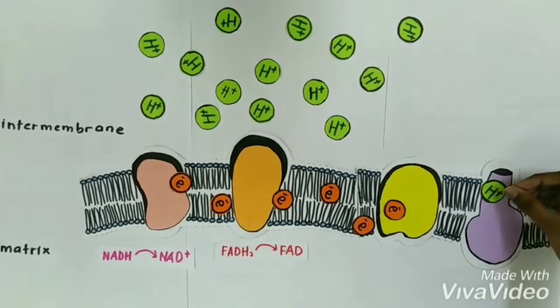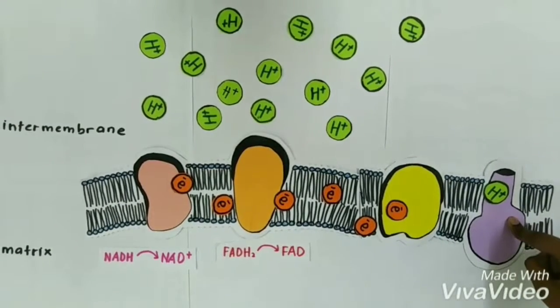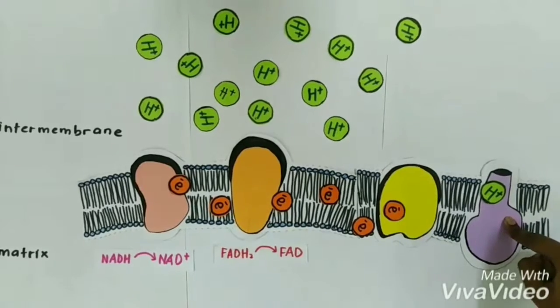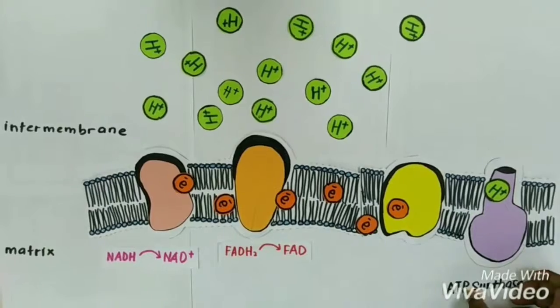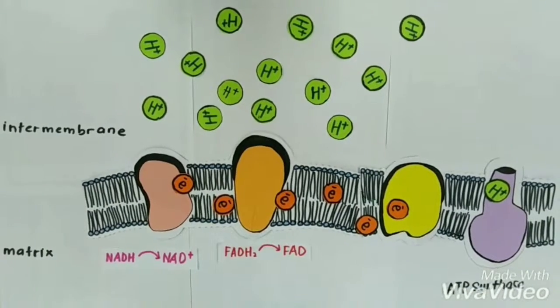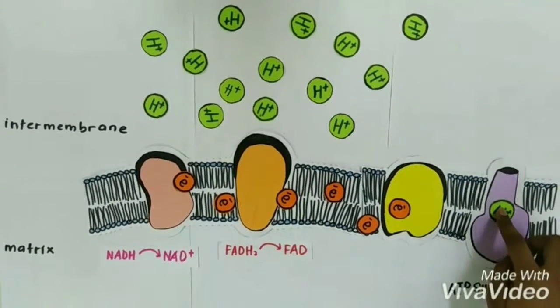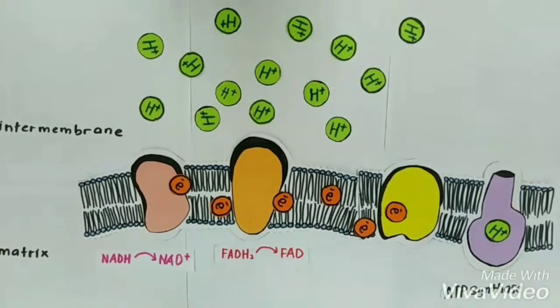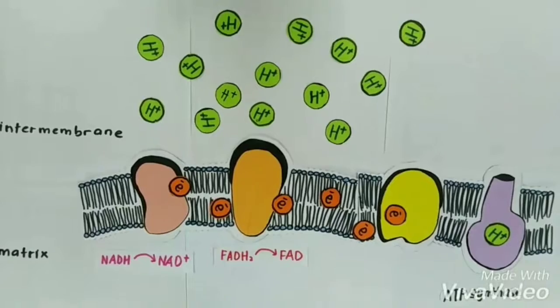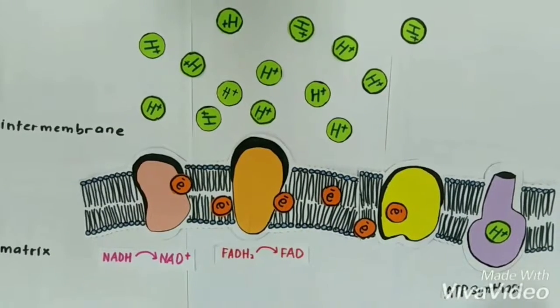This diffusion of protons is called chemiosmosis, which is facilitated by ATP synthase. As the hydrogen ions move through ATP synthase, they trigger the molecular rotation of the enzyme that synthesizes ATP, where ADP changes to ATP.